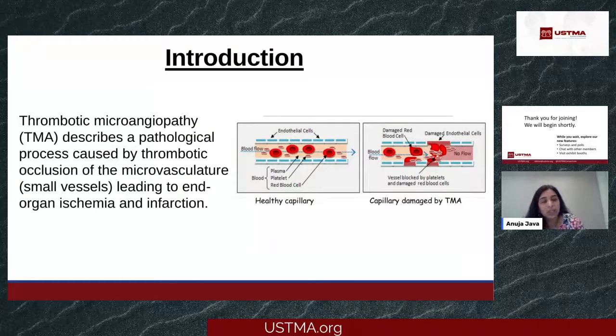So thrombotic microangiopathy is a term that describes a pathological process which is caused by thrombotic occlusion of the microvasculature. And what that means is that there is a blood clot in the small vessels that leads to what is called organ damage or ischemia or infarction. As you can see in the picture here on the left, which is labeled as a healthy blood vessel, the blood is flowing smoothly. On the right is a blood vessel that has been damaged by thrombotic microangiopathy. You can see the blood clot that leads to the turbulent blood flow.